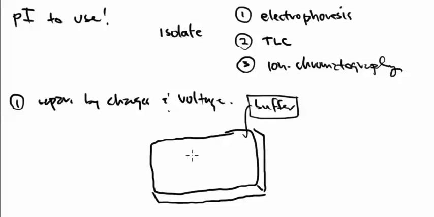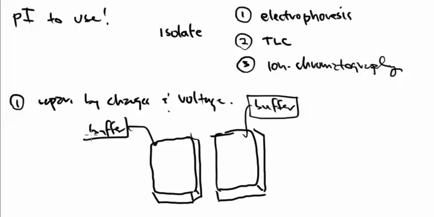So just for simplicity, let's say that we have two boxes here, and you could probably understand it a little bit better if we do it that way. So here is one box, and then here is the second box, and I've put a buffer into each one. So I've got a liquid solution over here and a liquid solution over there.